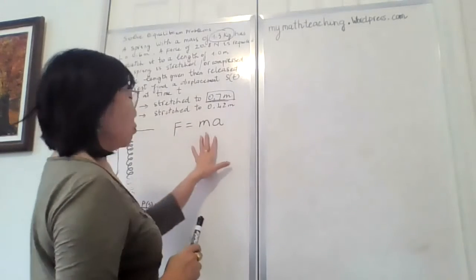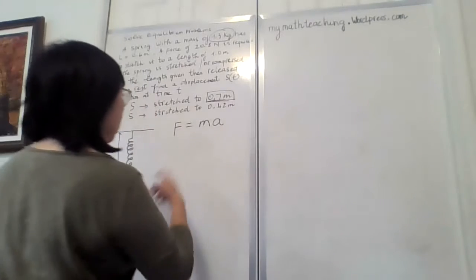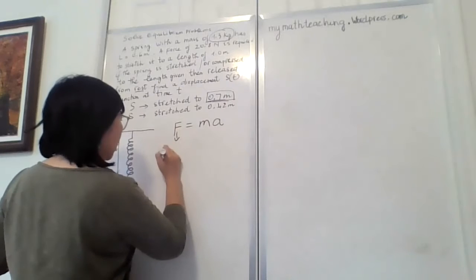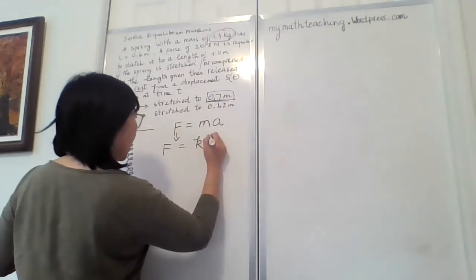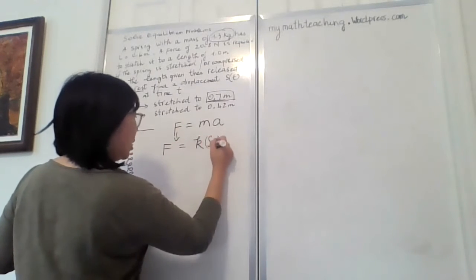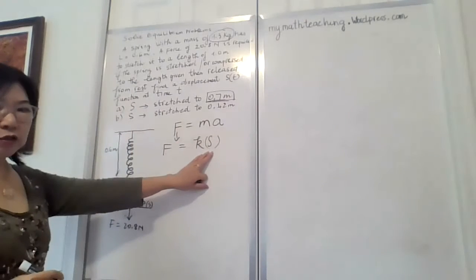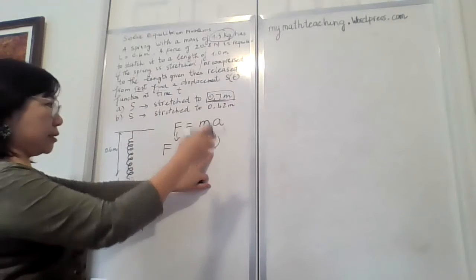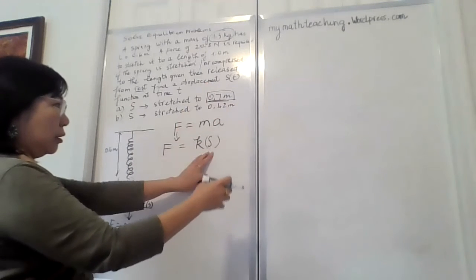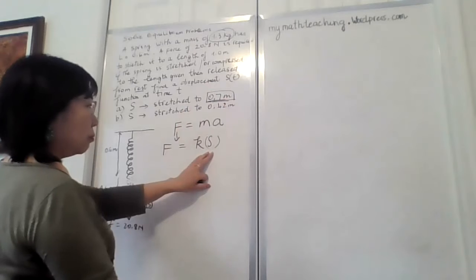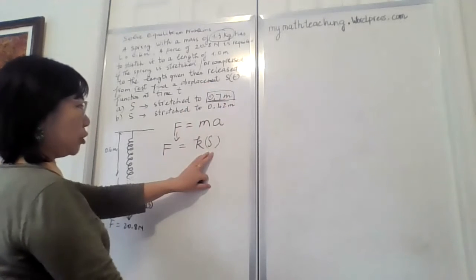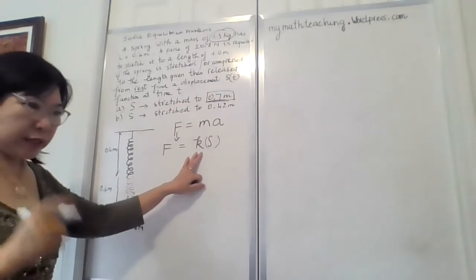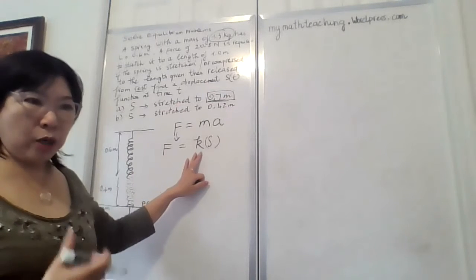So we have force equals mass times acceleration. In this scenario, we can write force equals K times S. S here is just the position function, right? Of the velocity and acceleration when the spring was stretching down or up. And the K here is just like the index of the material of the body, right?